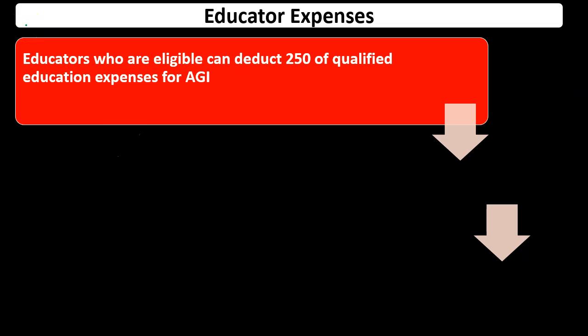We have the educator expenses. Educators who are eligible can deduct $250 of qualified education expenses for AGI. So if you're talking about someone that's within the field of education, again, it's most likely they're probably spending over $250 on their education if they're a full-time instructor in some way. They want to document that.